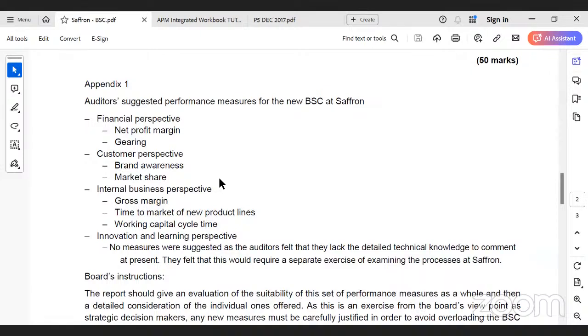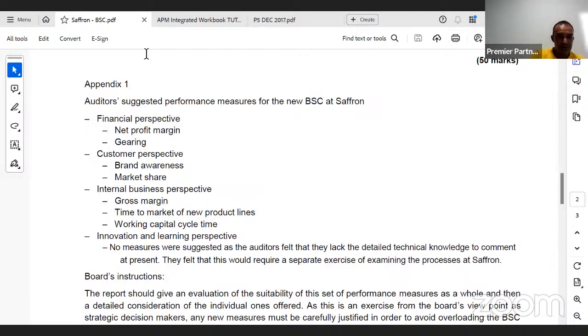Right. So what will you say here? Net profit margin is okay because our objective is what? Maximization of shareholder wealth. So net profit margin is okay, but gearing not suitable. Gearing is what? Which tells you what percentage is your equity or debt. It does not tell you asset utilization. Saffron updates stock market and the board wanted to keep borrowing to a minimum.